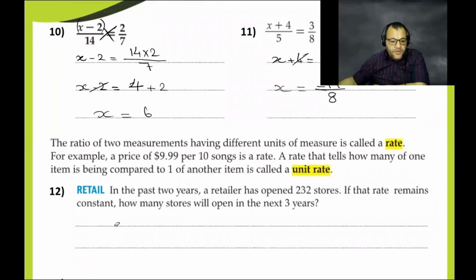So we need to solve this question. In the past 2 years, we have 232 stores open. If the rate remains constant, we continue with the same rate. How many stores will be open in the next 3 years?